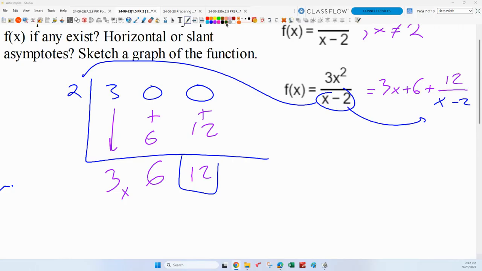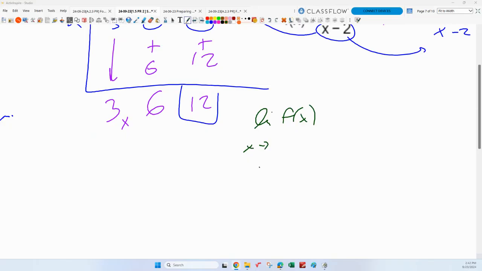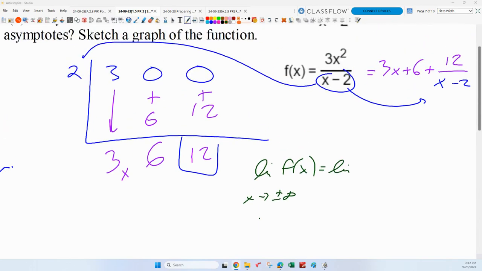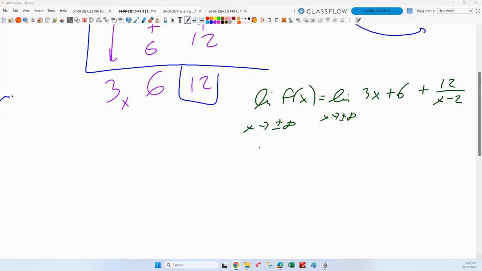Okay, you'll remember this. The limit of f of x as x approaches plus or minus infinity is the limit of 3x plus 6 plus 12 divided by x minus 2 as x approaches plus or minus infinity. Which of those terms disappears in the limit?